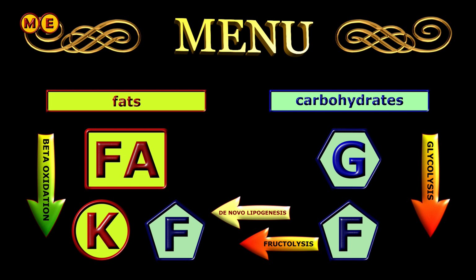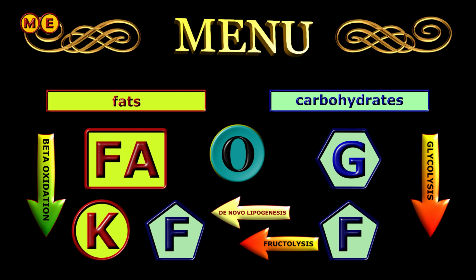In the group of the fats we have the group of all fatty acids, the group of all ketones, and the fructose group. And the group of the carbs consists only of the glucose group. And if we add oxygen, then the menu of our cells will be complete and correctly arranged.